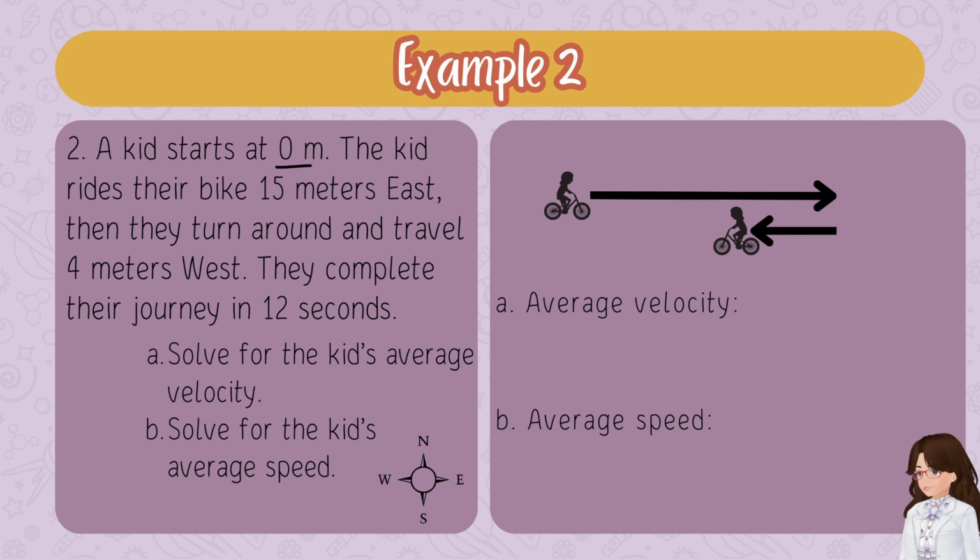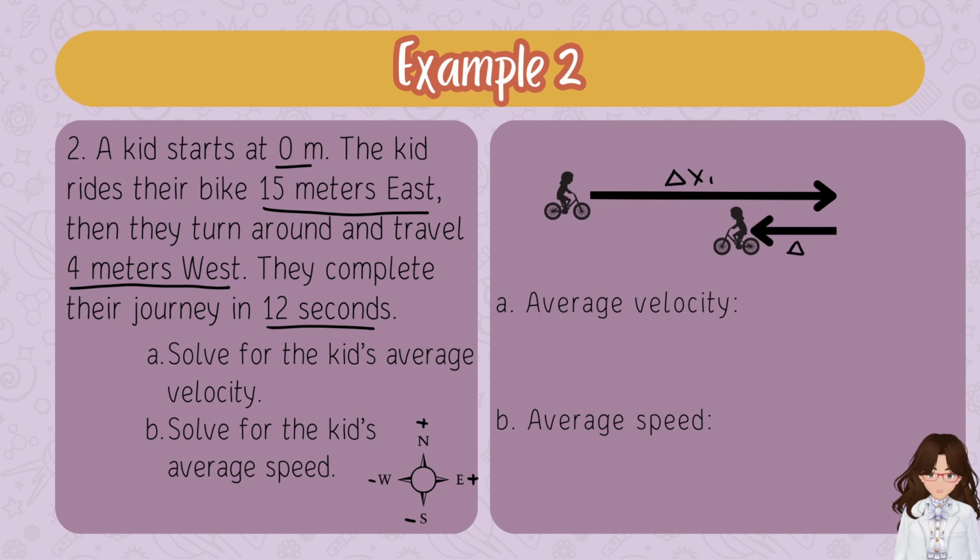So we have a kid that rides their bike 15 meters east, then they turn around and travel 4 meters west. They complete their journey in 12 seconds. So we're going to calculate two things. We're going to calculate the average velocity and the average speed. Now, when you see average in a physics class, what that is asking you to do is look at the total information that you are given. So rather than just displacement 1, like we looked at last problem, and displacement 2, we're going to go ahead and get the total displacement and then divide that by the total time.